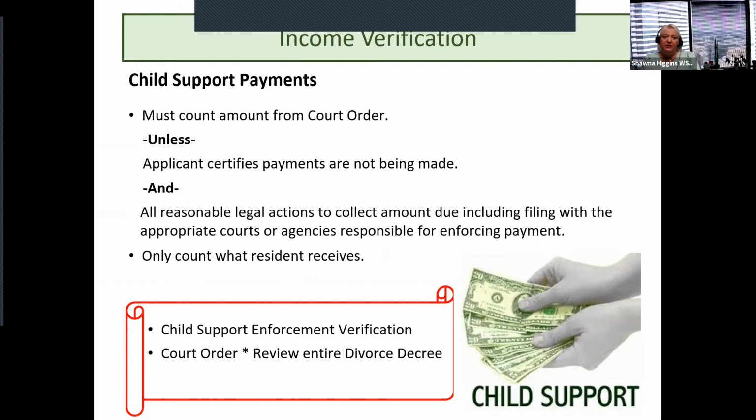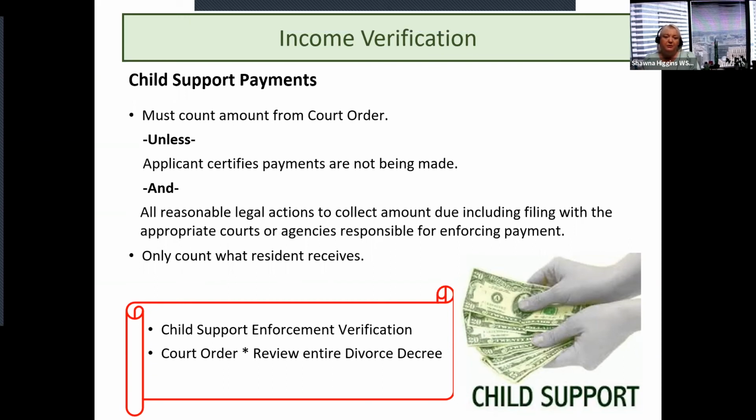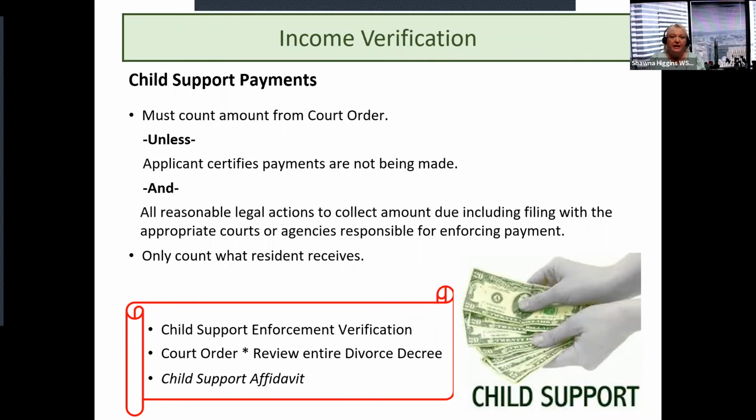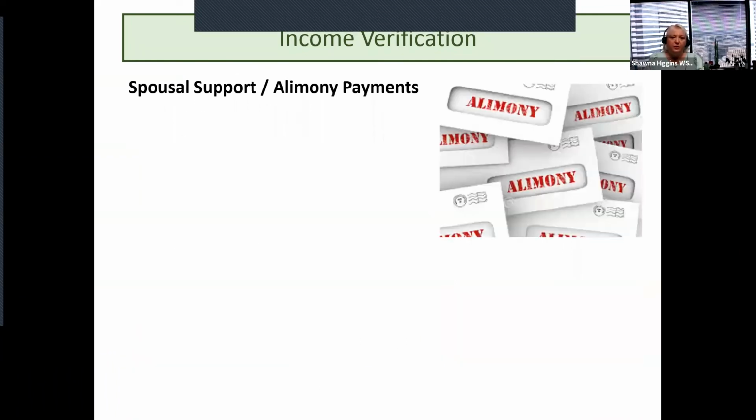You would also like to look at the court order and review the entire divorce decree. It's pretty amazing when you read that divorce decree, especially if it's a newer one, there may be spouse payments in there. Sometimes it can be an eye opener, and sometimes it's just as what they had said. So the child support affidavit, if they fill that out, is the place that they can tell you if they're not going to be getting the amounts that the court order says, and this would have to be notarized as well.